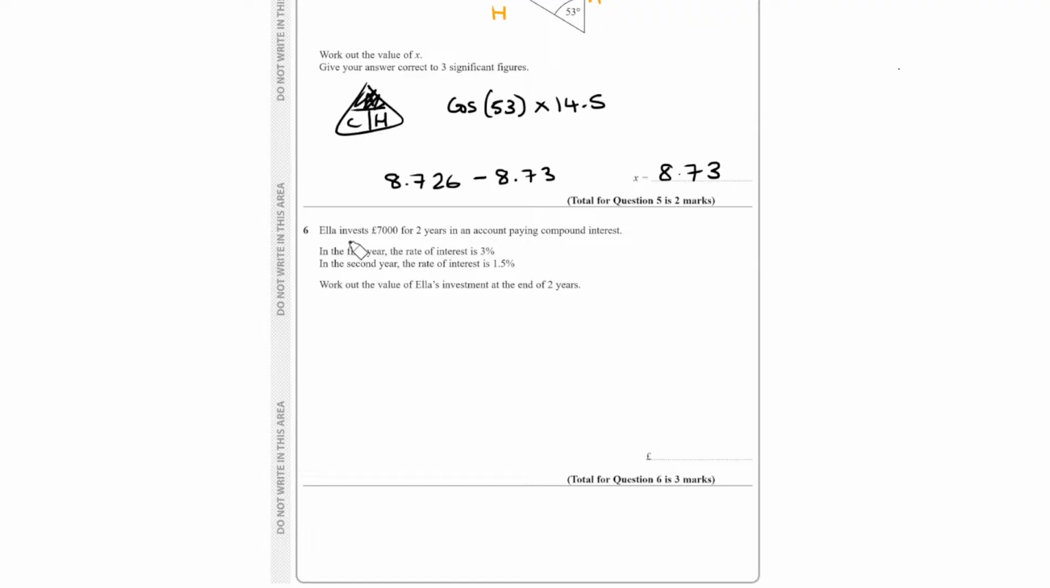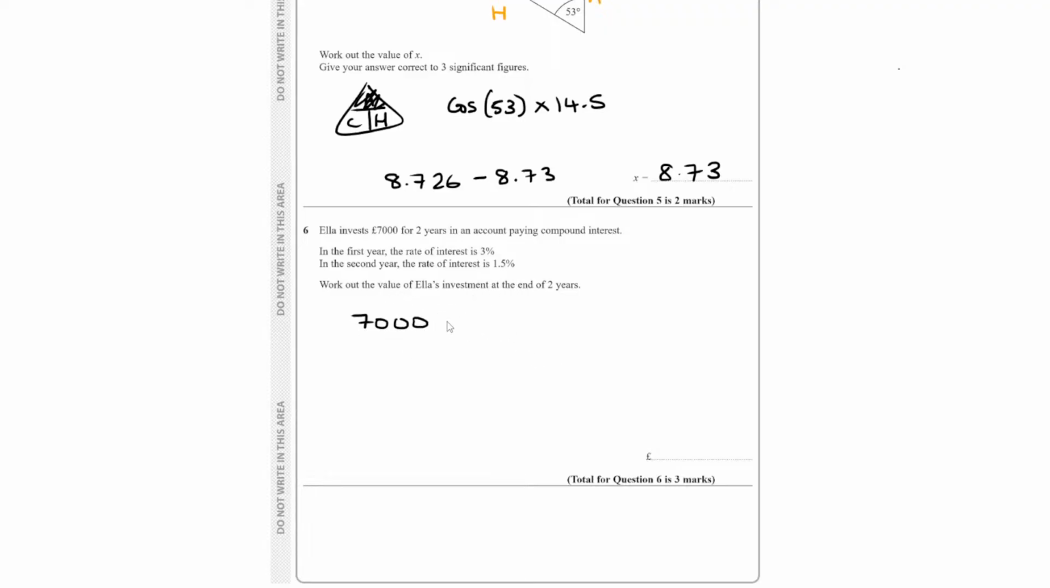Okay, so this one we've got Ella invests $7,000 for 2 years in an account paying compound interest. In the first year, the rate of interest is 3%. In the second year, the rate of interest is 1.5%. So actually, it's only 3% for 1 year and then 1.5% for another year. So it's not really compounding technically, is it? Because there's not multiple years. Work out the value of Ella's investment at the end of 2 years. So it's more like just multipliers, I guess.